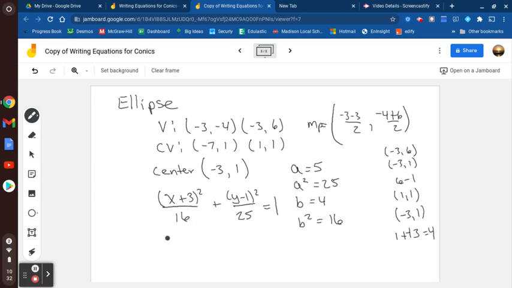Wait, how did you know that? So I look at the vertices. You always want to look at either the vertices or the foci, because those two go along the same axis, right? And so whatever's changing is the variable it goes under. So since the y's were changing, the a squared goes under the y. I go to the vertices or the foci, whichever one I have, and whichever variable is changing, the y is the value that changed, that's the variable that the a squared goes under. So a squared went under the y squared value.